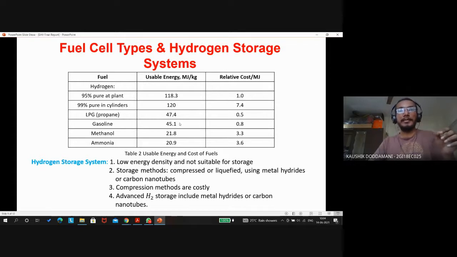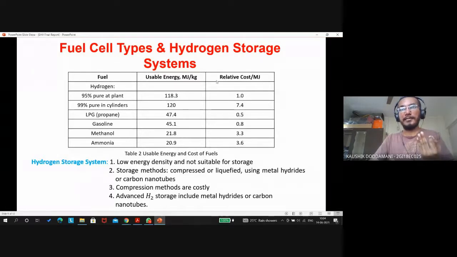Talking about gasoline, it also has a lesser usable energy and a higher relative cost, which makes it one of the drawbacks as compared to LPG. Before I had mentioned that this parameter should be high, which is incorrect. We want the relative cost to be low and energy to be high. Since this value is high, it indicates more internal losses as compared to LPG. So overall, we can conclude that LPG is better than gasoline, is better than methanol, is better than ammonia.